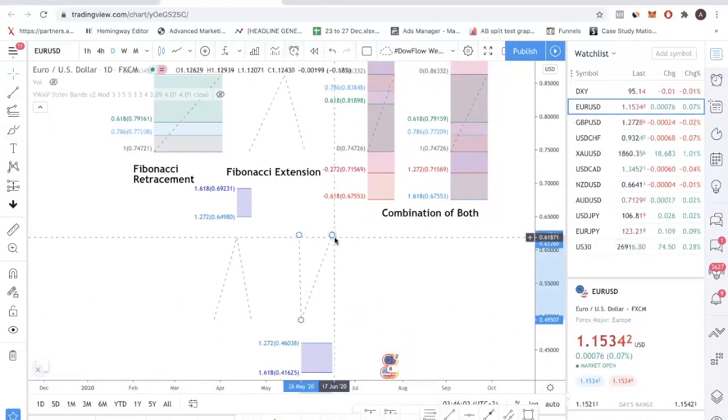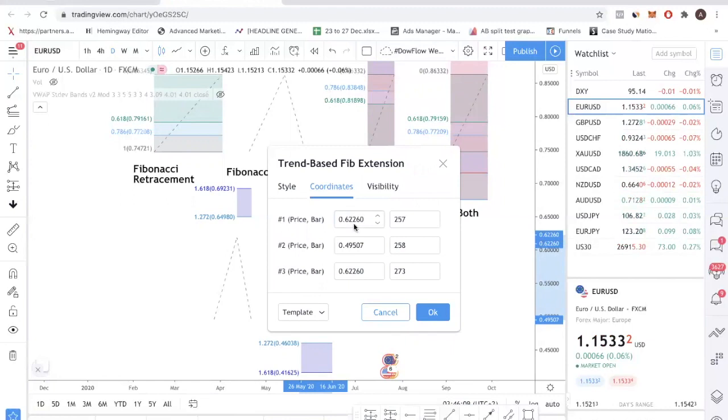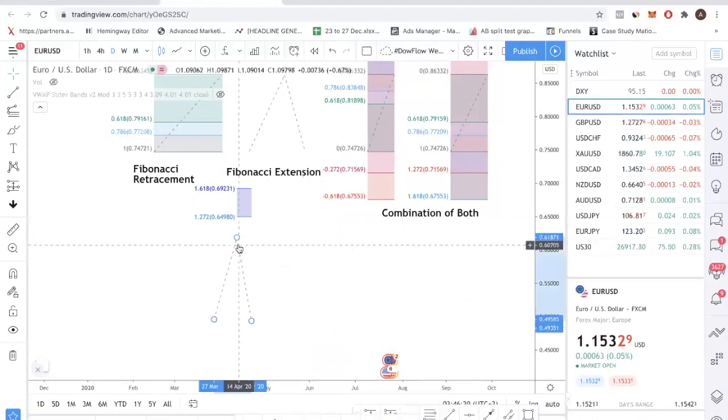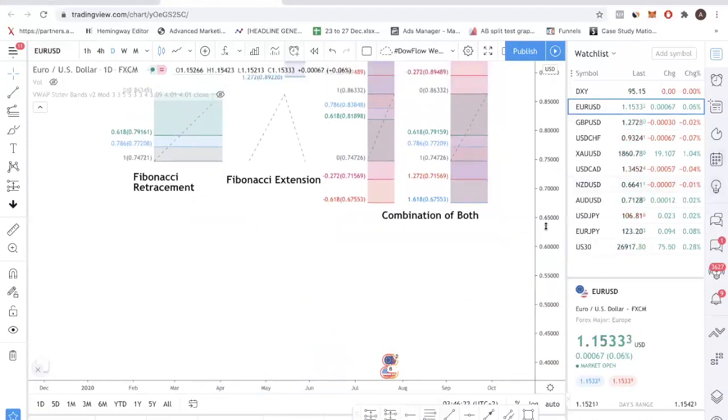If you want to be very accurate in your projections, then I suggest you just use your mouse to double click this. Take this, copy, and paste into here. This value here is actually this over here, this pointer here. So that's how you use it. That's Fibonacci extension for you.